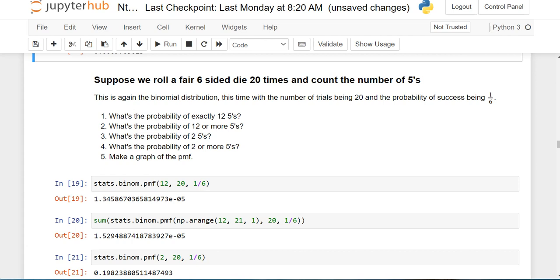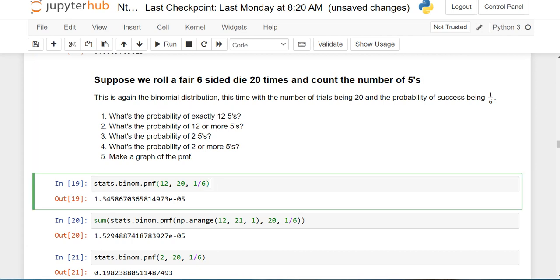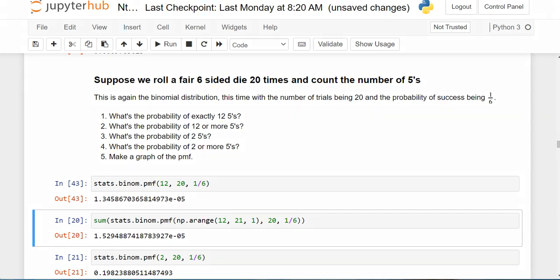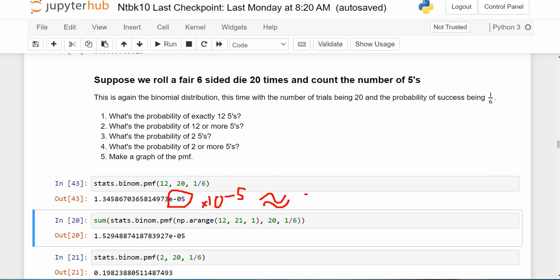And the first question is, what is the probability of exactly 12 fives? 12 out of 20. And please notice that this is a small enough number that the computer switched to scientific notation. So that e to the minus 5 stands for times 10 to the negative fifth. We have 4 zeros and then the 1, 3, 4, 5. So it turns out this probability is small. So I'm going to say that it's very close to 0. I'm not saying this is impossible, but the probability is very, very close to 0. So it's very, very unlikely.